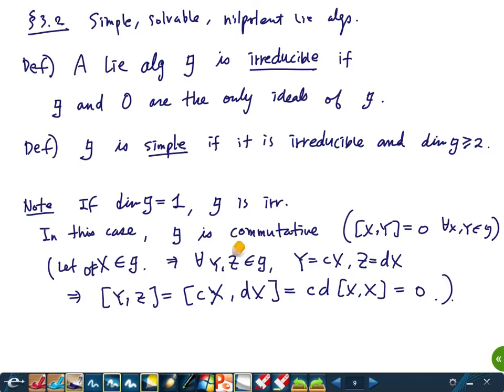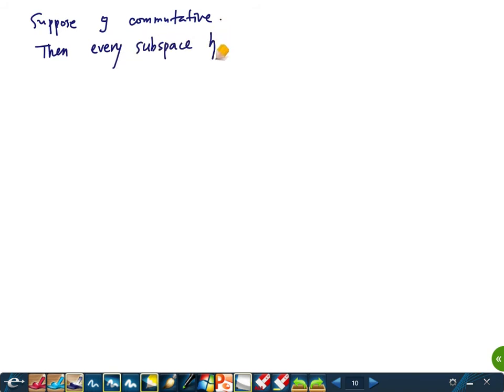Conversely, or is that really the converse? Let's consider G commutative. Then what happens? Then every subspace, say H of G, is an ideal.